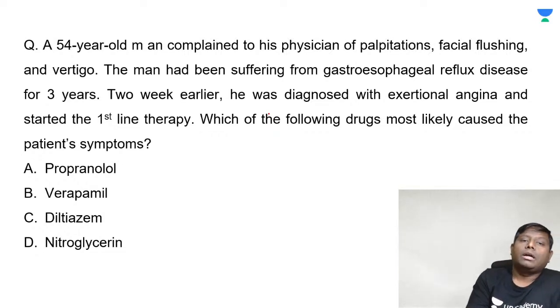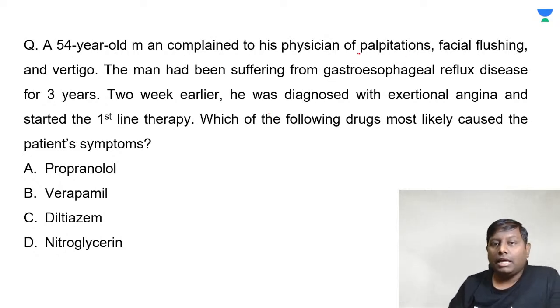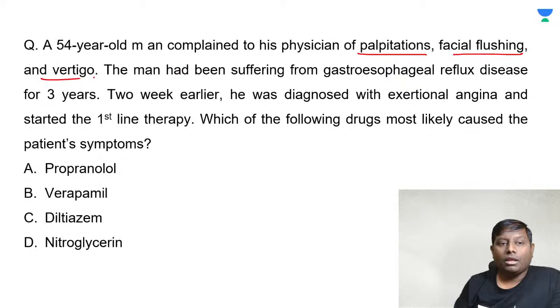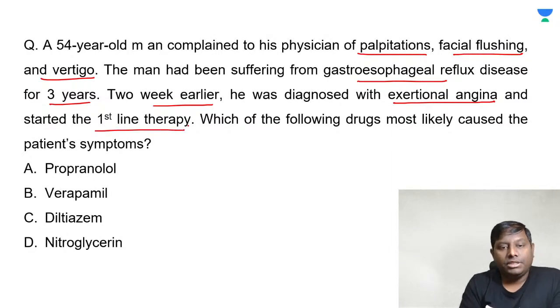A 54-year-old man complained to his physician of palpitation, facial flushing, and vertigo. The man had been suffering from GERD for 3 years. 2 weeks earlier, he was diagnosed with exertional angina, okay, so stable angina or exertional angina, and was started on the first line therapy for the angina. Which of the following drugs most likely caused the patient's symptoms?